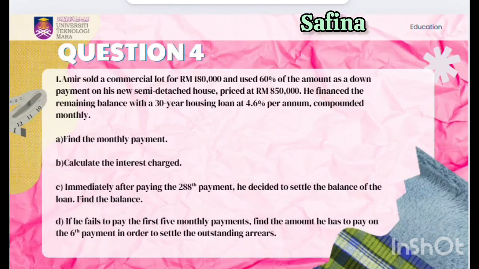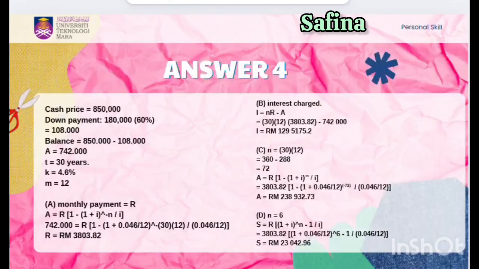For question C, it says that immediately after paying the 288th payment, he decided to settle the balance of the loan, find the balance. So here the question said that after he pays the 288th payment, which means we have to know the remaining months that we'll have to pay. So for us to know the total months that we'll have to pay is 30 times 12, which is 360, minus 288, because we already paid 288, and we have to know the remaining months that we'll have to pay, which is 72.